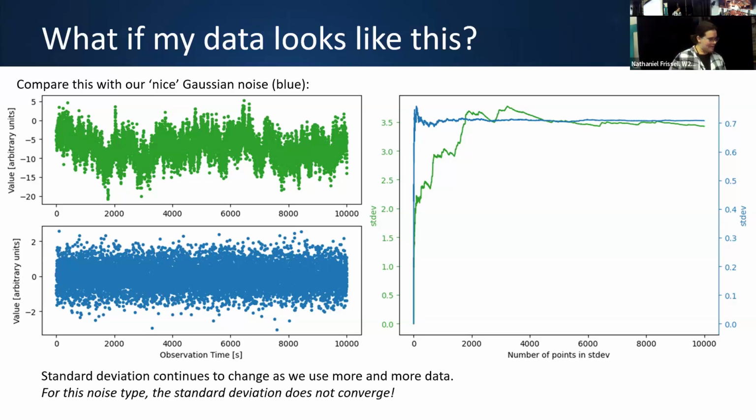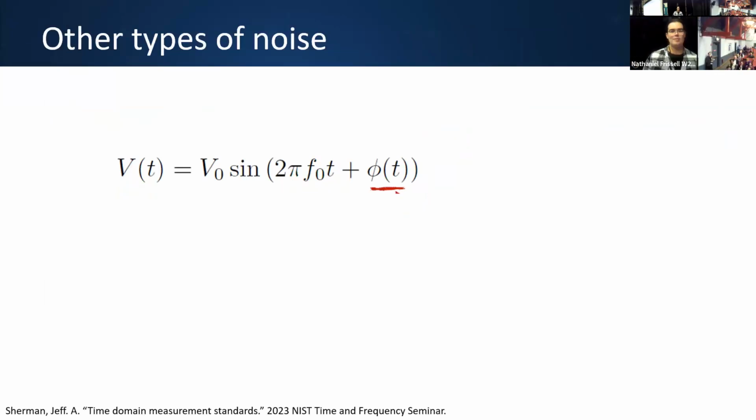So I come from the time and frequency community, and originally the amateur radio community. We've all seen a signal model of some sinusoidal signal, and what we're primarily interested in, in my community, is usually this phi term, and that's the noise in the phase.